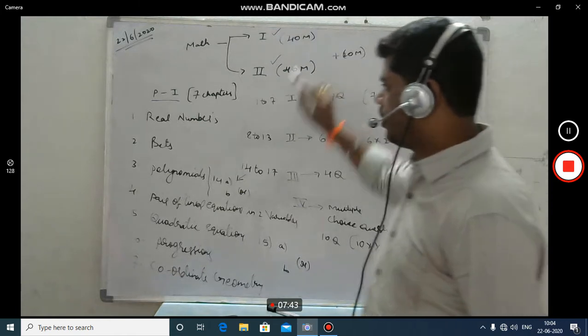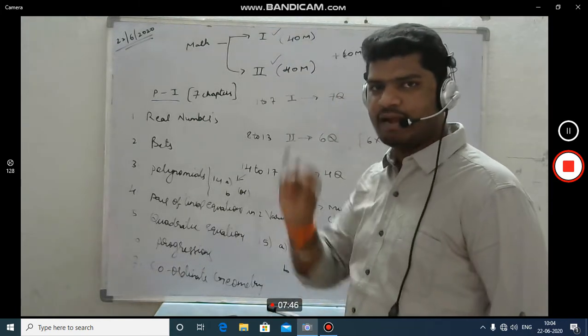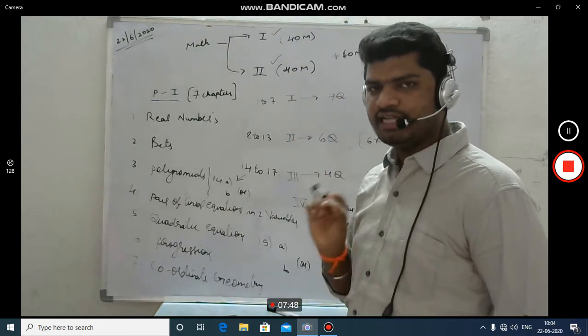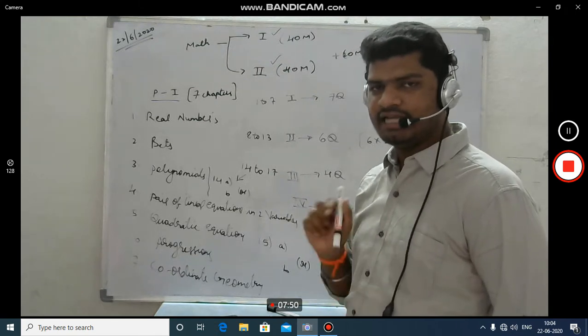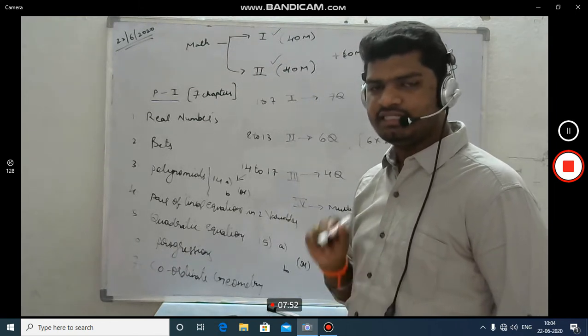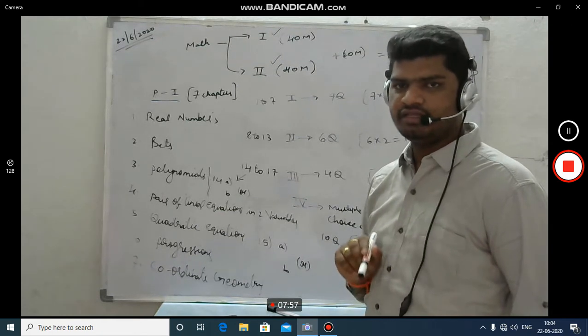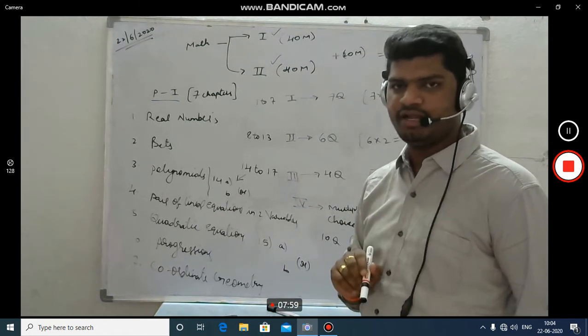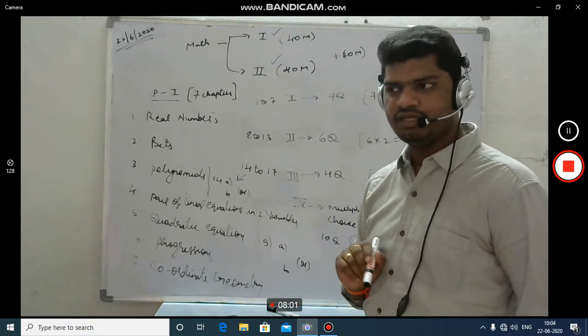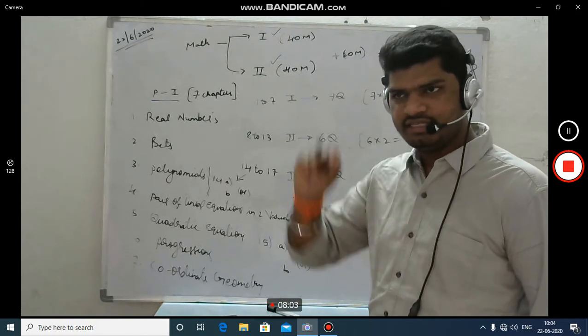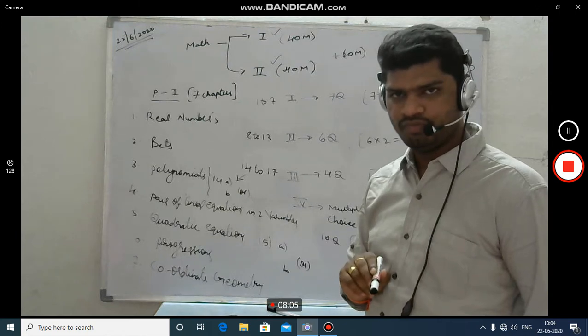Similarly, paper 2 also. Paper 2 syllabus is chapter 8 to chapter 14. Chapter 8 is similar triangles. Chapter 9 is tangents and secants. Chapter 10 is mensuration. Chapter 11 is trigonometry. Chapter 12 is applications of trigonometry. Chapter 13 is probability. Chapter 14 is statistics. This is the syllabus for paper 2.